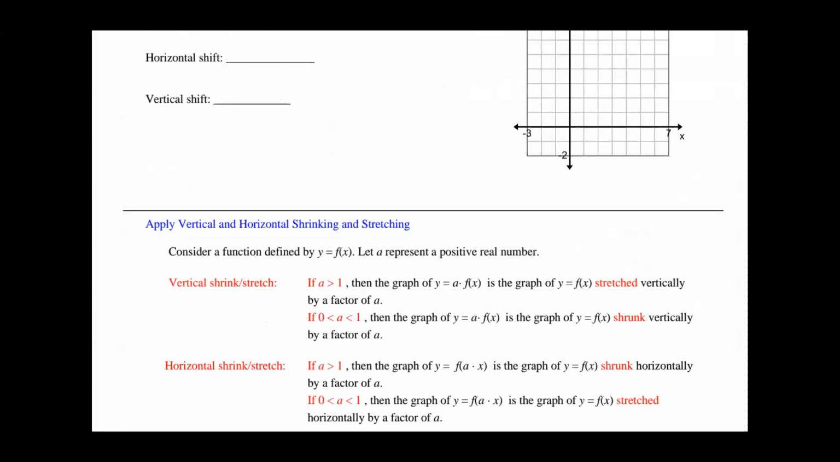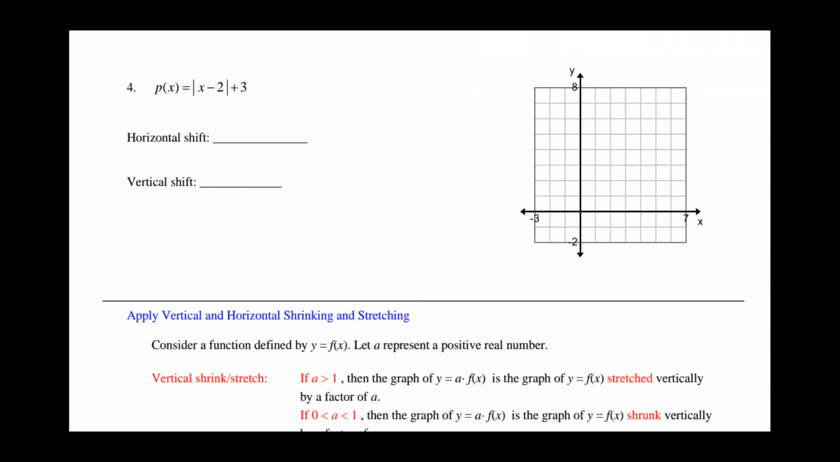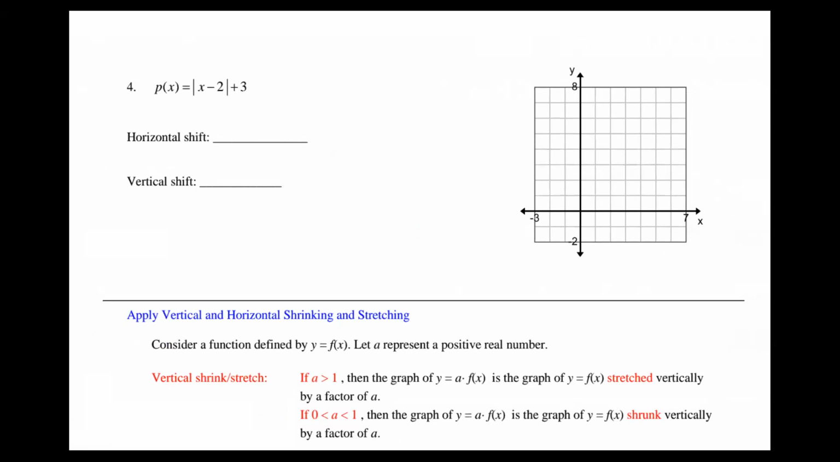Number 4. So we can tell what the horizontal shift is, inside it's -2. That means 2 to the right. And of course, let's see the parent function, which is the absolute value of x. And then this is the vertical shift, which is 3 units up.